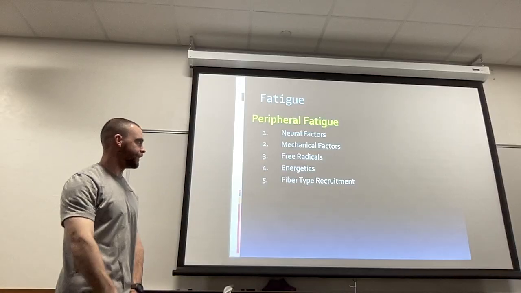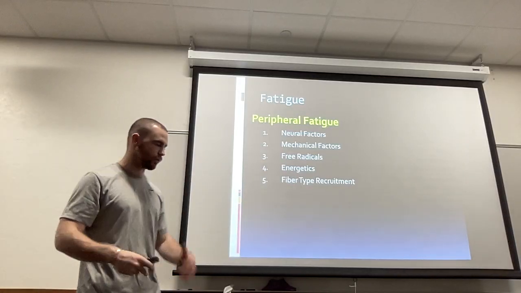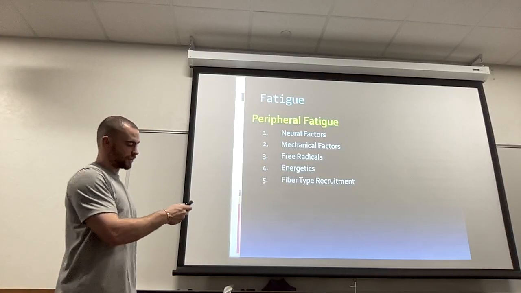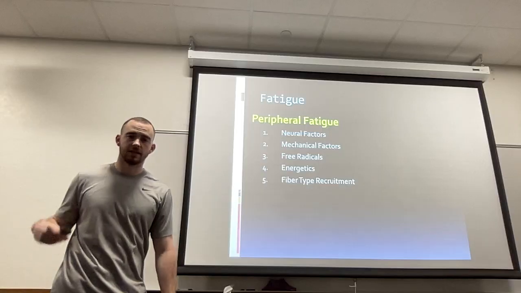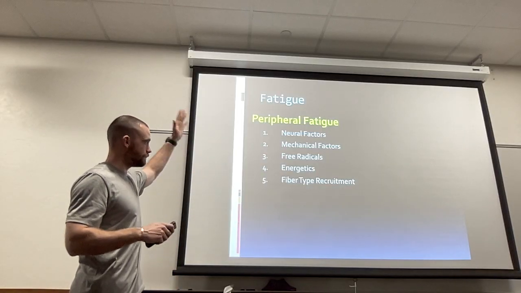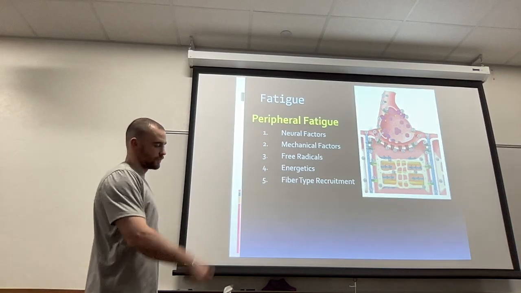So, peripheral fatigue. This is your peripheral nervous system, everything outside of the brain and the spinal cord. You got 5 things: neural factors, mechanical factors. There's going to be a lot in this slide. Bear with me. It makes sense. I'm going to try my best to explain it. So number 1, neural factors. So here we have the neuromuscular junction.